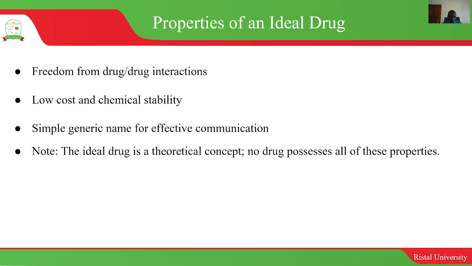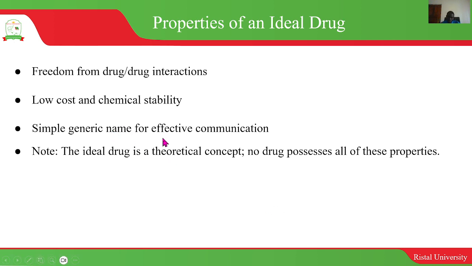Properties of an ideal drug: there should be freedom from drug-drug interactions. We shall look more at this in the coming slide. It should also be low cost and have chemical stability. We all know the cost associated with drugs, especially for those on chronic illness medication. We just get to know that medications are getting expensive.